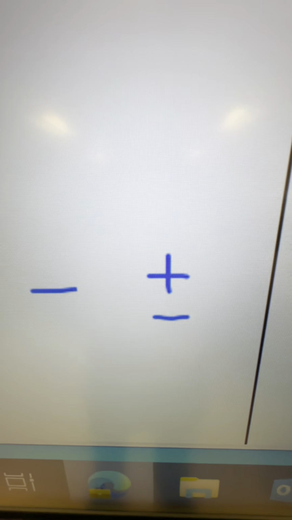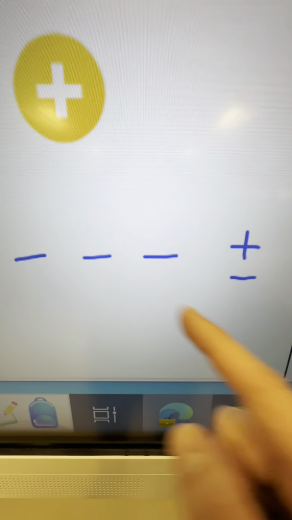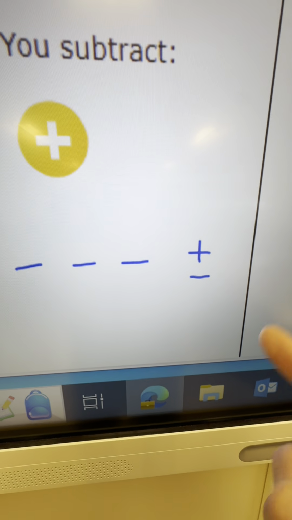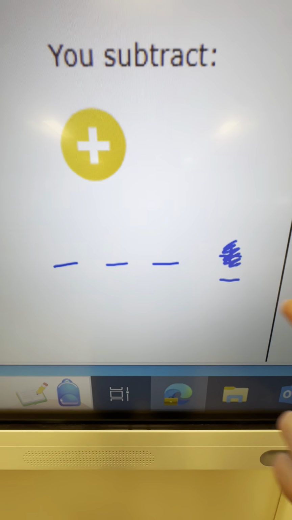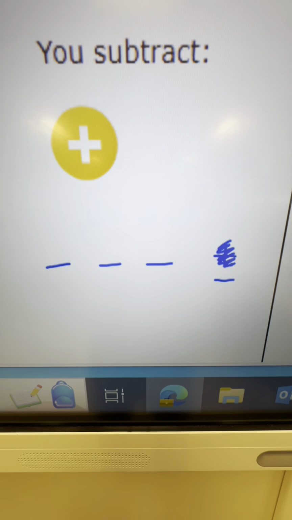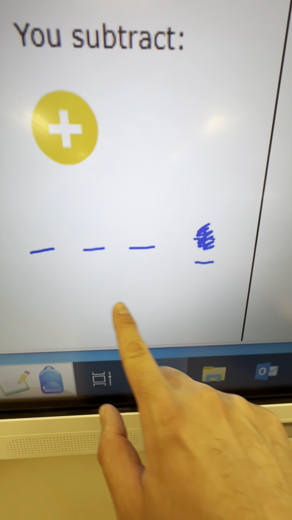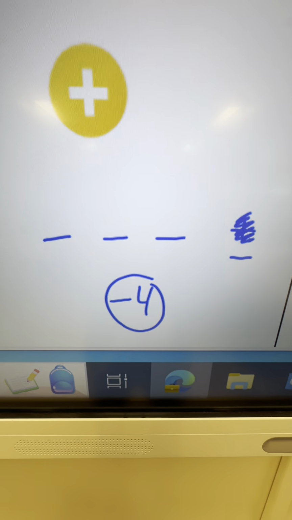That's why we call it a 0 pair. So by adding this, it does not change the problem. I still have 3 negatives here. And now I ask myself, can I subtract the positive now? Which I can, so I'll take away the positive. And now you look at what do you have left, and that represents your answer. So I have 1, 2, 3, 4 negatives. So my answer here is negative 4.